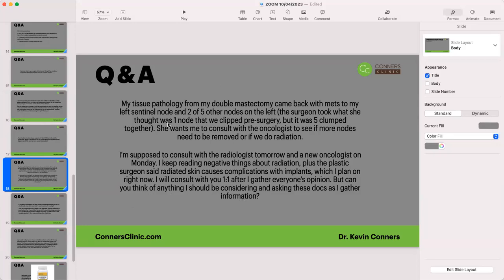Well, as you know, in other conversations that we've had in the Zoom calls, I'm not a huge fan of soft tissue radiation unless it can be really targeted.